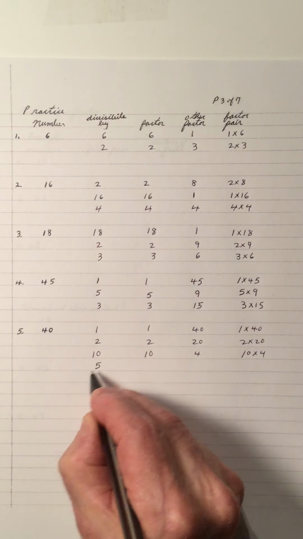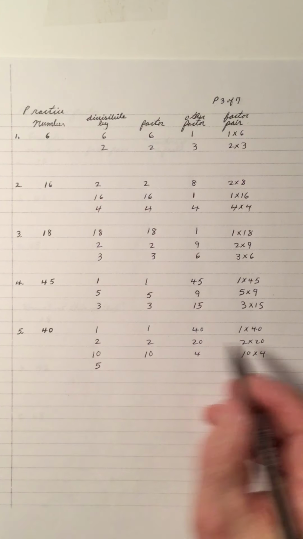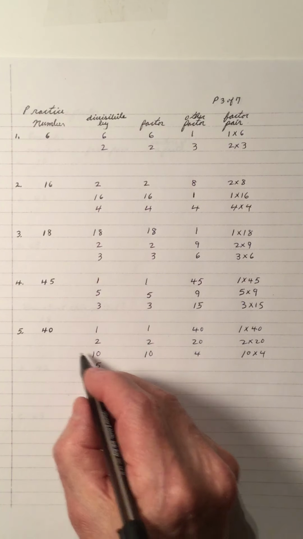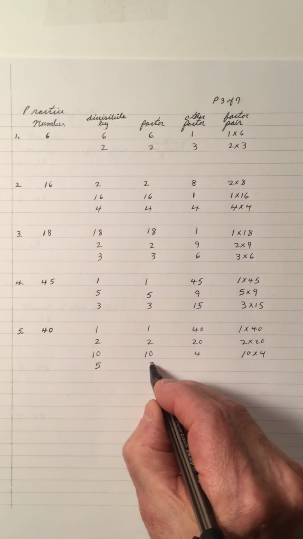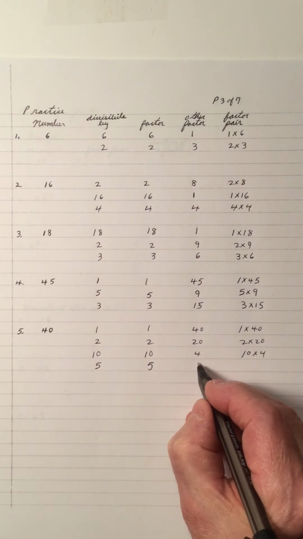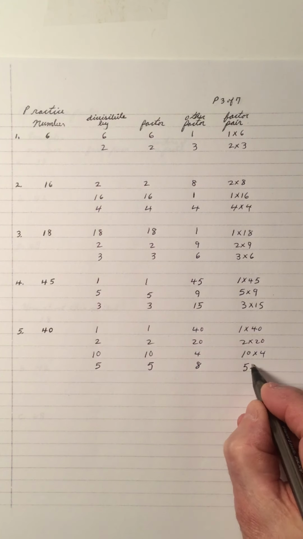Also, I see a 5. Another reason: if 10 is a factor of 40, 5 is a factor. Therefore, because it ends in a 0, 5 is a factor. 40 is divisible by 5, a factor of 5. 40 divided by 5 is 8. So 5 8s are 40.